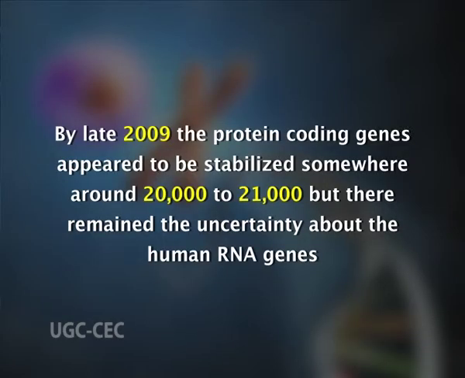Now we shall talk about RNA encoding genes. At the start, the Human Genome Consortium predicted that there were 30,000 protein coding genes. The validation of the gene prediction by evolutionary comparisons with other mammalian genomes failed to find the counterparts of many human genes. By late 2009, the protein coding genes appeared to be stabilized somewhere around 20,000 to 21,000, but there remained uncertainty about the human RNA genes.